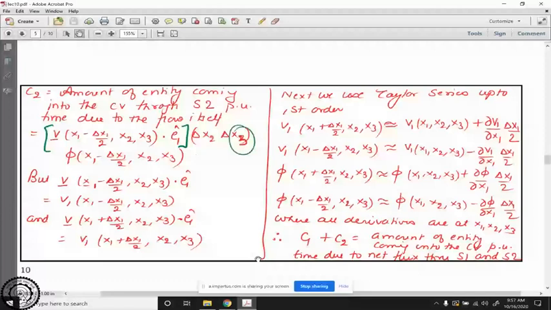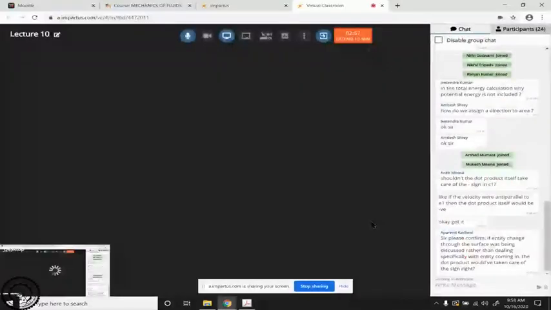Yes. So please confirm: if entity change through the surface was being discussed, rather than dealing specifically with entity coming in, the dot product would have taken care of the sign. Entity change through the surface was being discussed.